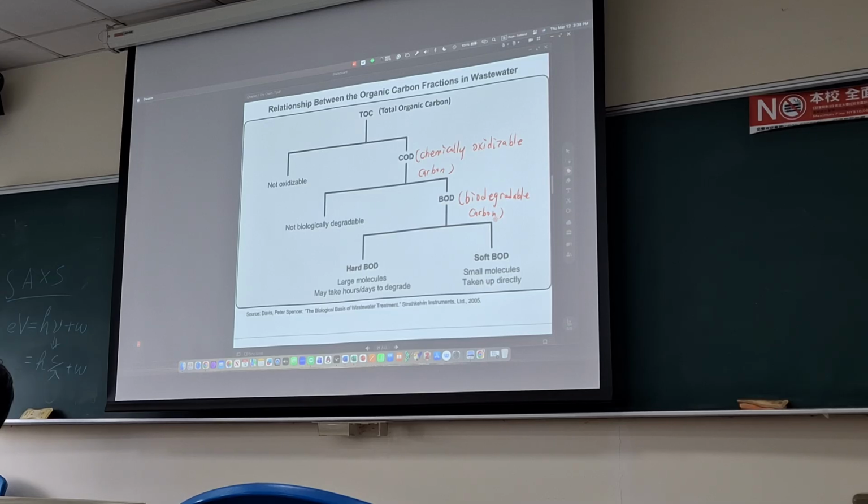Okay? And also you can separate BOD into hard BOD and soft BOD. So the hard BOD means the large molecules. So it might take hours, even days to degrade. And the smaller molecules for soft BOD, normally you just take up directly.